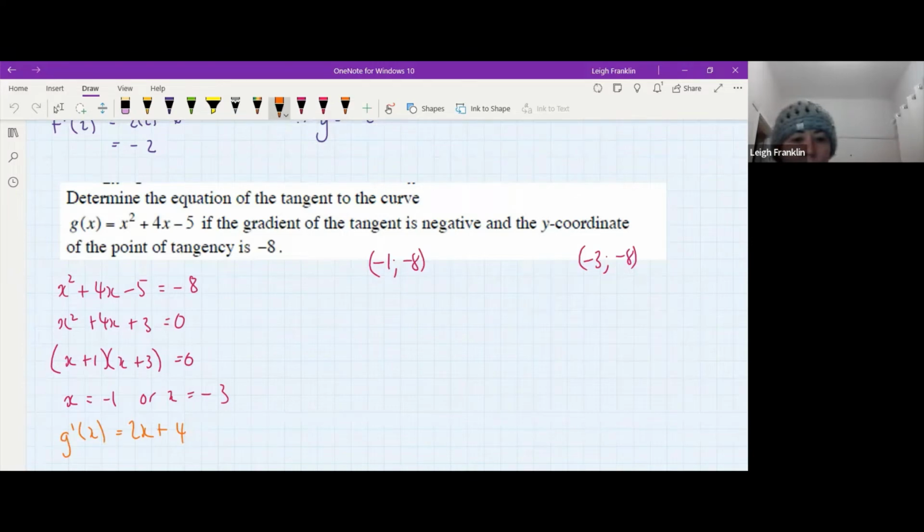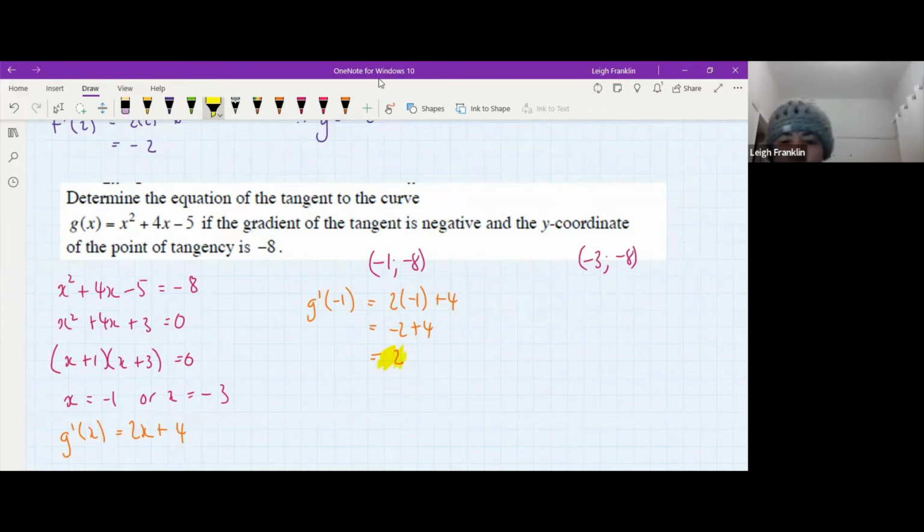Okay, so now when we sub in g prime of -1, we're going to end up with 2 times -1 plus 4. So that's going to give us -2 plus 4, which gives us +2. Okay, so therefore the x coordinate at the point cannot be -1, because here the gradient is positive. Can you see we've ended up with a positive answer? Let's go and test the other one now.